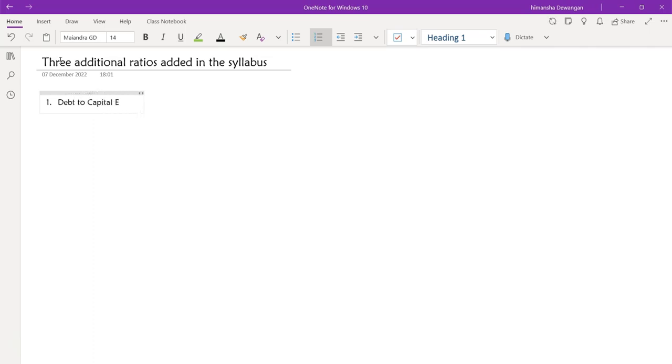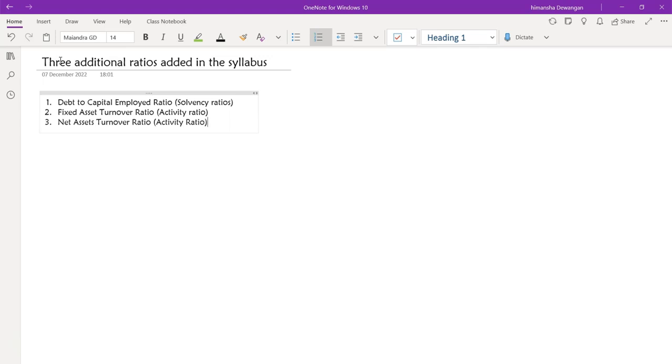Debt to capital employed ratio. This comes under solvency ratios. Okay. Second one is fixed asset turnover ratio. This comes under activity ratio. Okay. Third one is net assets turnover ratio. This also comes under activity ratio.